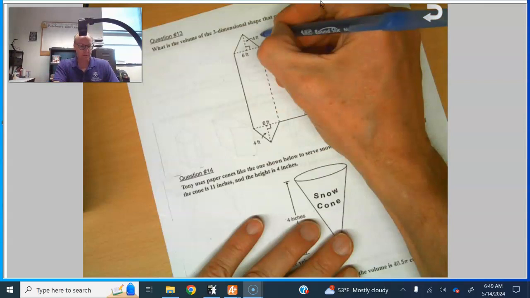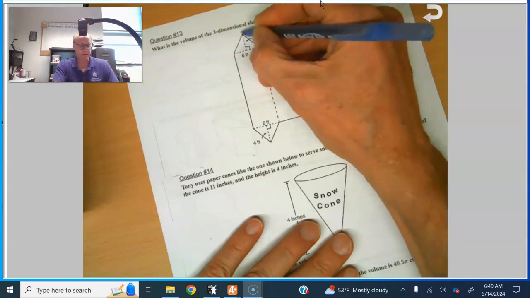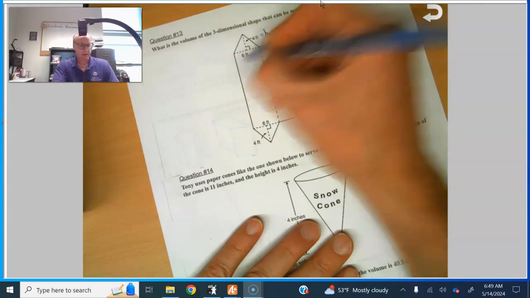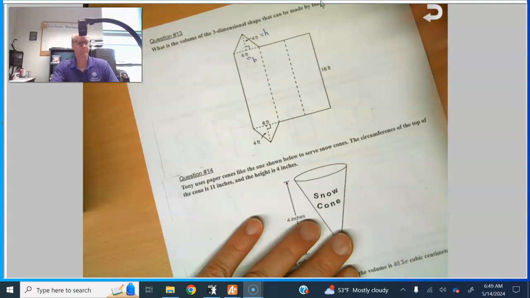That I use little h for. This is the height of this triangle. Here's the base of this triangle. I use little b to indicate that.